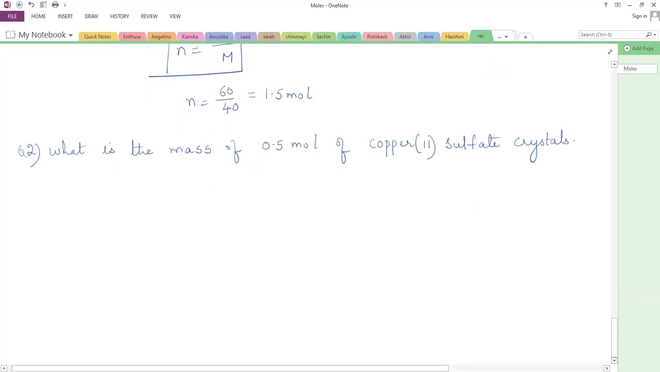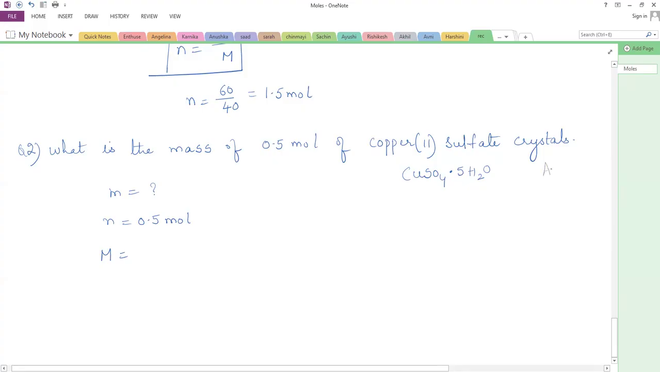Question 2. What is the mass of 0.5 moles of copper 2 sulfate crystals? In this case, they are asking for the mass. They gave you the number of moles, which is 0.5 moles, and you need the molar mass of copper 2 sulfate crystals. That is hydrated copper 2 sulfate, whose formula is CuSO4.5H2O, which means it is hydrated. So while finding the molar mass, you should also include 5 water molecules.